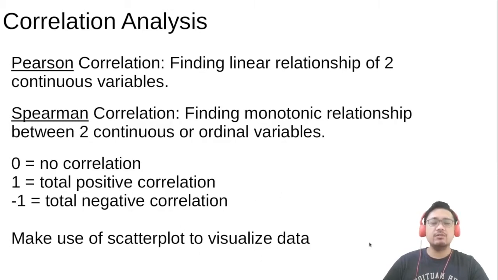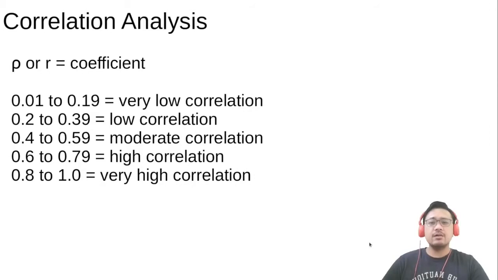In correlation analysis, we have coefficient, which is the basis of how low or high is the relationship or correlation between two variables. We have the standard Greek letter rho to denote the coefficient, but most of the time we just use the small letter r. Whatever the resulting correlation coefficient, we will interpret it using this list.